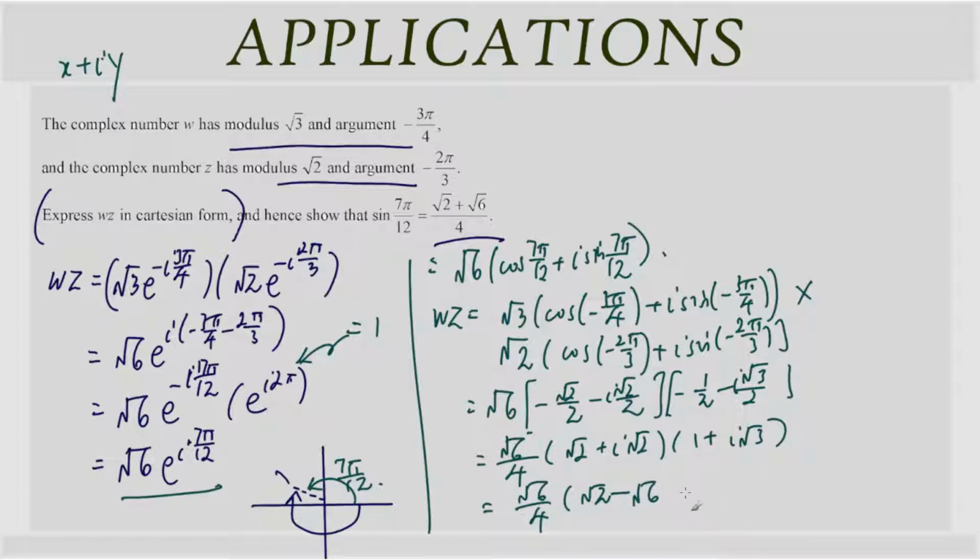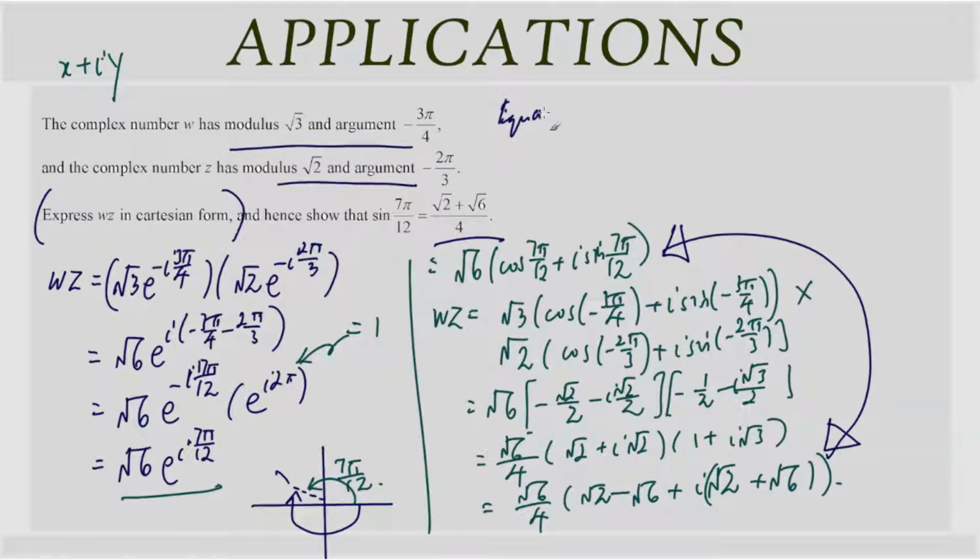All the real values. Now all the imaginary values, we have i and this root 2. And what else do we have? We have also root 6. Right, so these two terms are the same. So equating the real and the imaginary components, or rather equating the imaginary components, because we want to find out sine, right? We want to find out sine of 7 pi over 12.